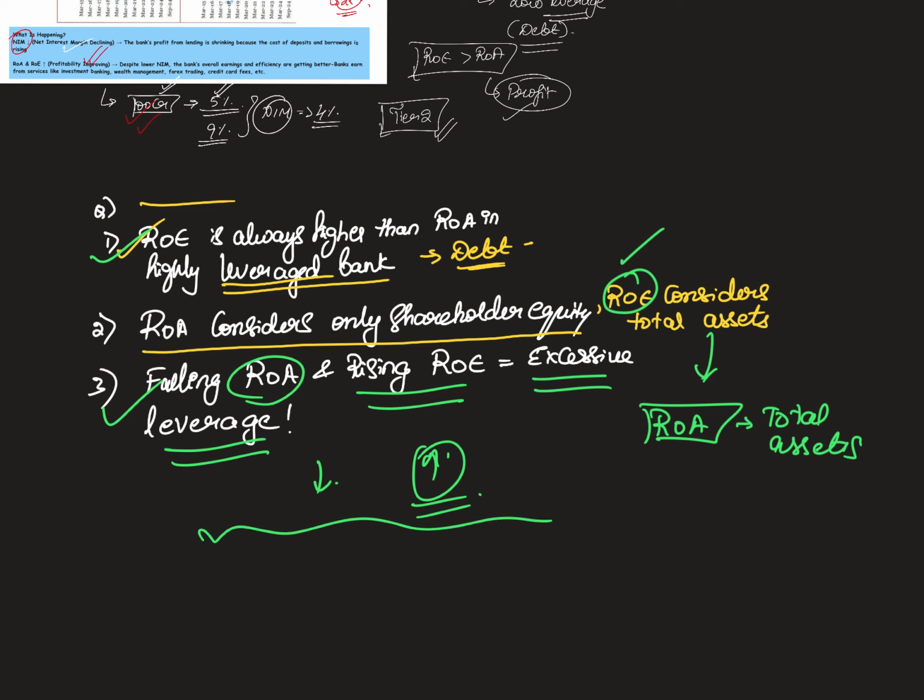Basically, a bank should balance between ROA and ROE. They should go hand in hand. Otherwise, it is unfair if the owners are getting more profit and the return on assets is very poor. It just reflects poorly on the performance of the bank.